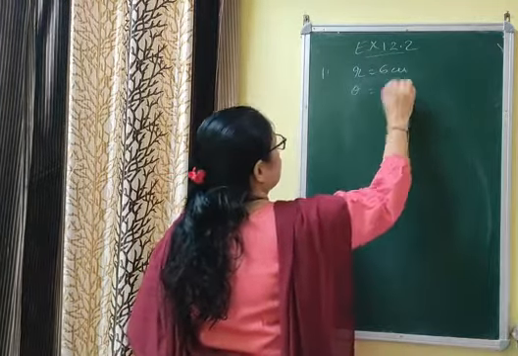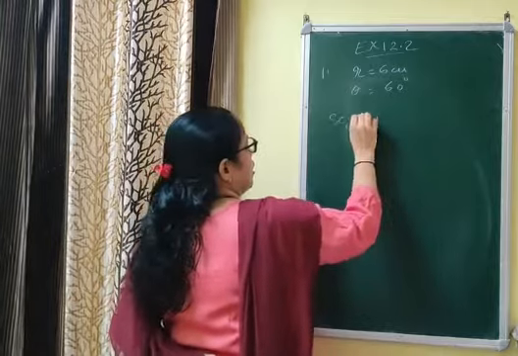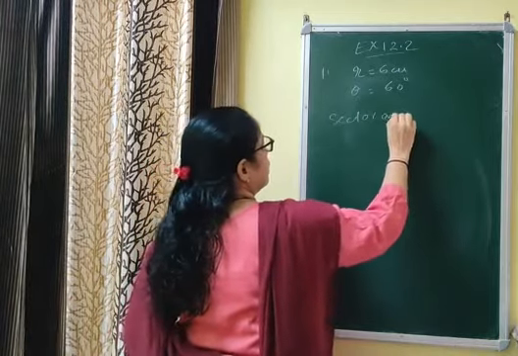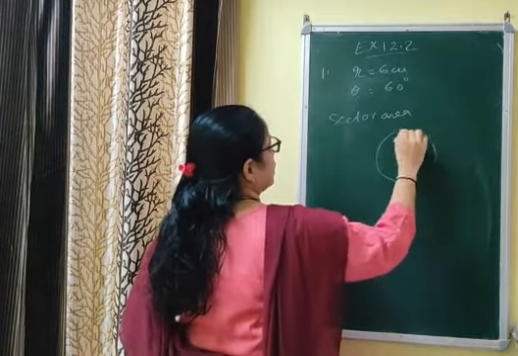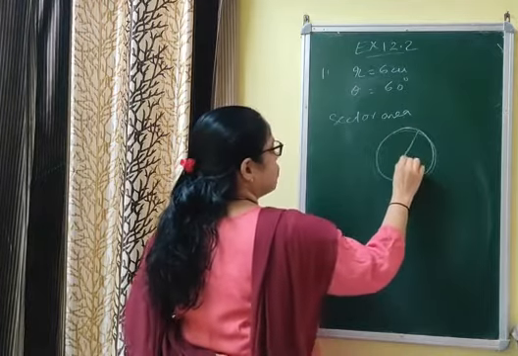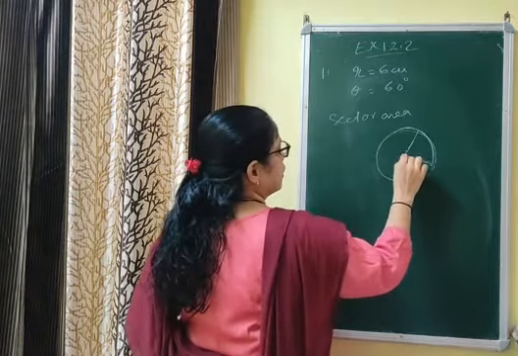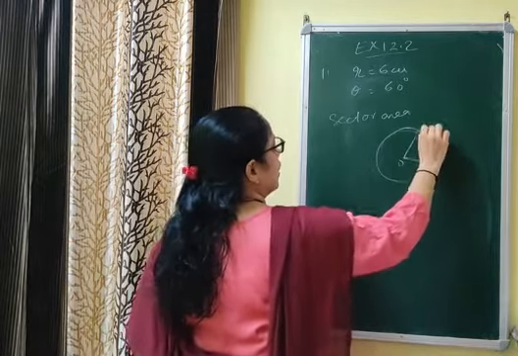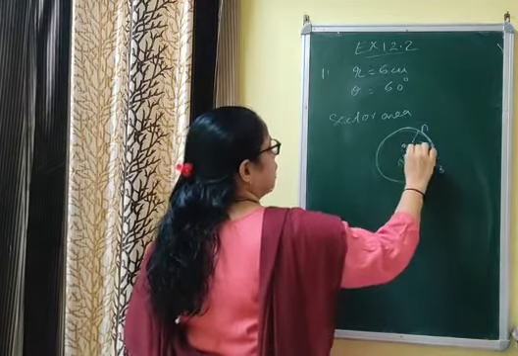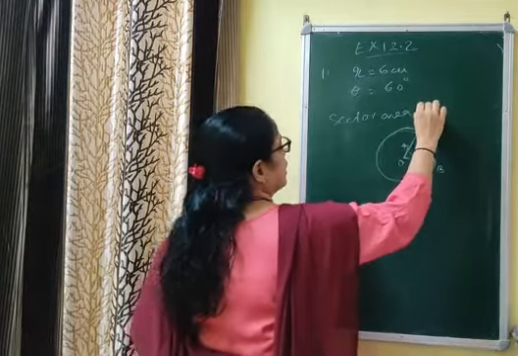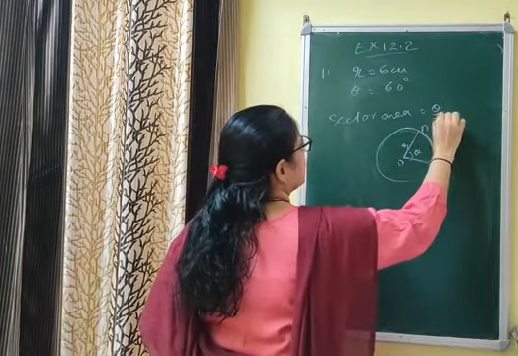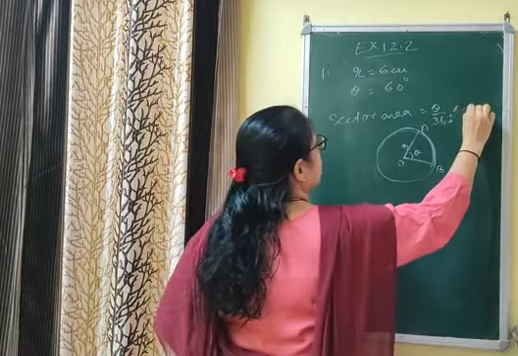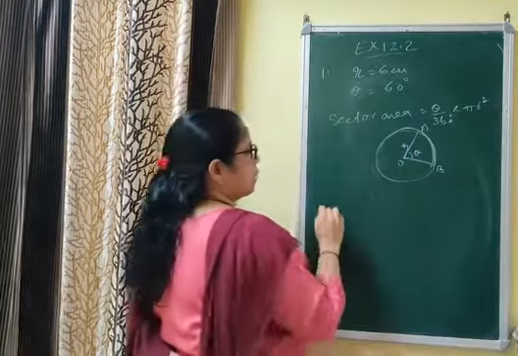Now let us recall all the formula. Sector area means, what do you mean by sector? The part of a circle formed by two radii and an arc, the two radii joining the end points of the arc. This is r and this is theta. Then sector area can be found out using the formula theta by 360 into pi r square. I am just recalling the formula.